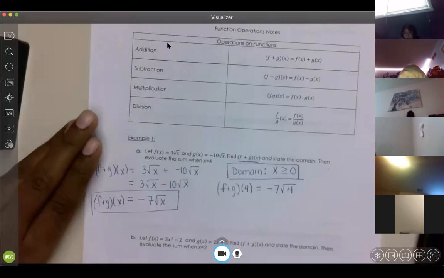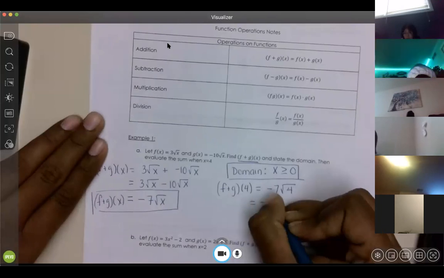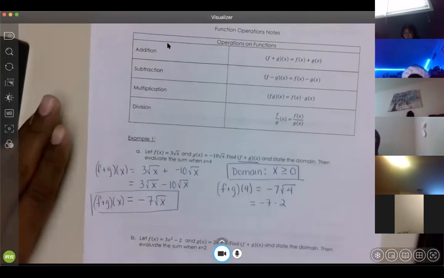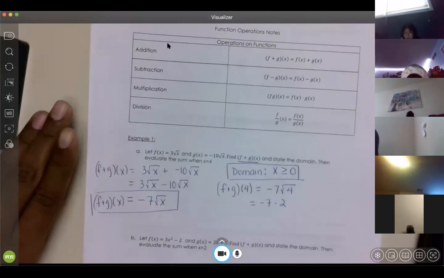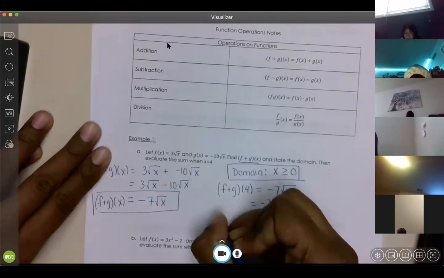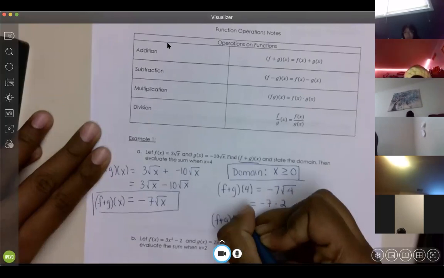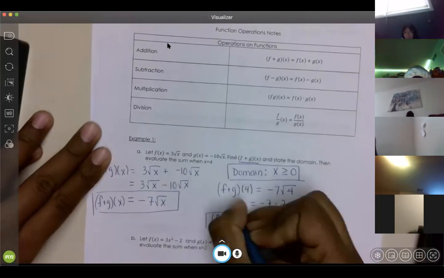All right, so the square root of 4 is 2, so it's negative 7 times 2. Order of operations says you should do the radical first, and then negative 7 times 2 is negative 14. So f plus g of 4 equals negative 14.